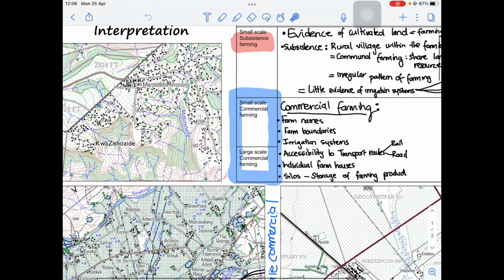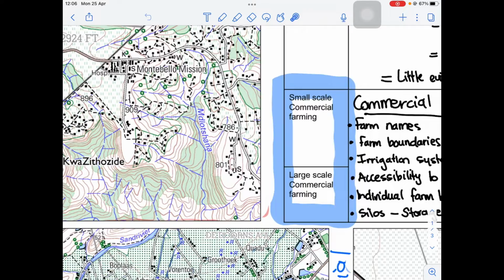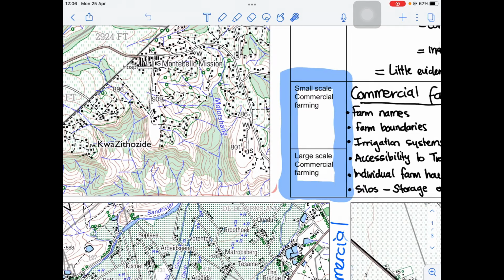So we often see evidence of these little individual houses making up that village, scattered throughout that landscape, and that is a very common South African example of our subsistence farming, or communal subsistence farming, within a village setup. Okay.